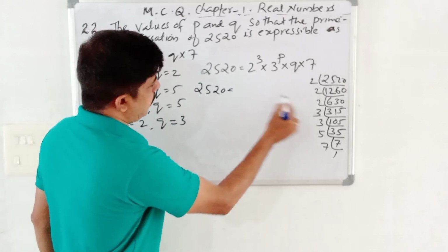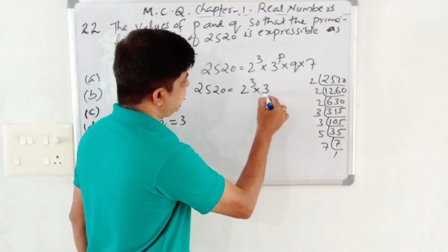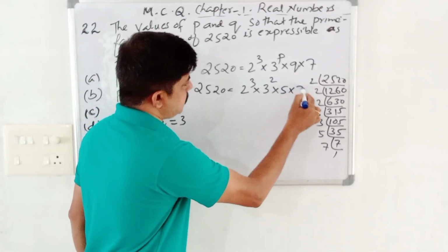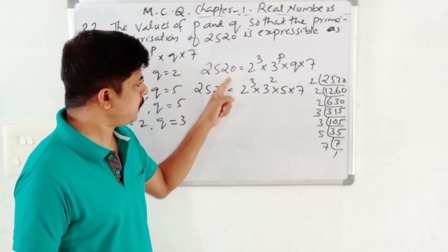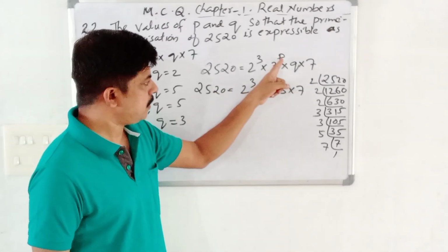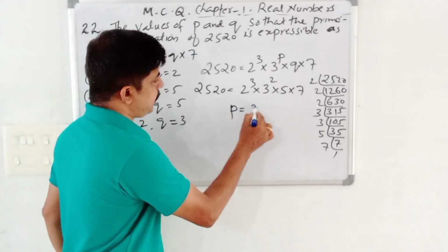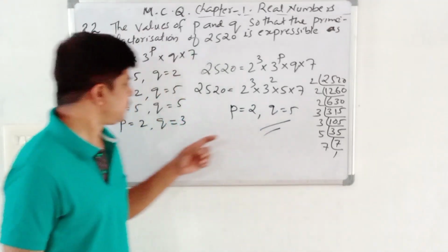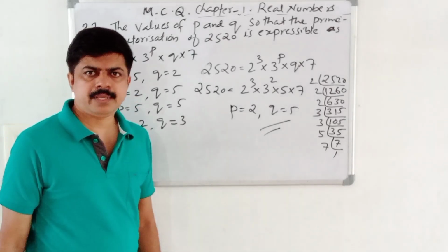We can write 2 how many times here? 2, 3 times. We have 3 how many times? 3, 2 times. Okay, 5 into 7. Now very easily we will get the answer on comparing both these factorizations. On comparing both these factors, we know that P is equal to 2, Q is equal to 5. Therefore, our answer is option B. Option B is the right answer.